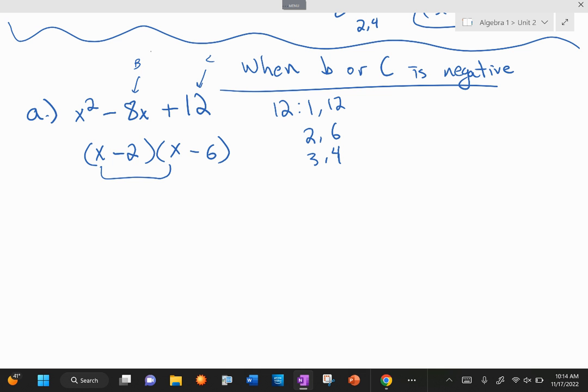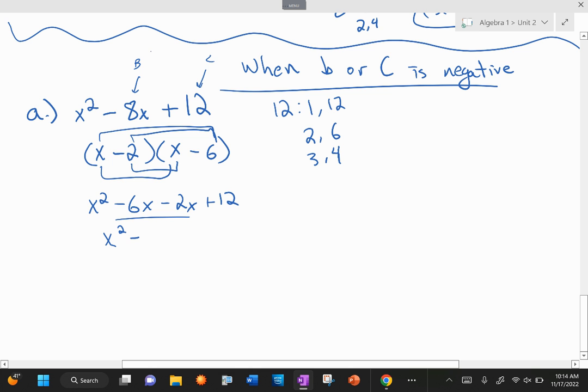So let's just say we're going to try it. X times x is x squared. The outsides are x times negative 6, which is negative 6x. The insides are negative 2x. And the lasts are negative 2 times negative 6, which is a positive 12. Then if we combine like terms, you get x squared minus 8x plus 12. Does that match? Yeah, it does.